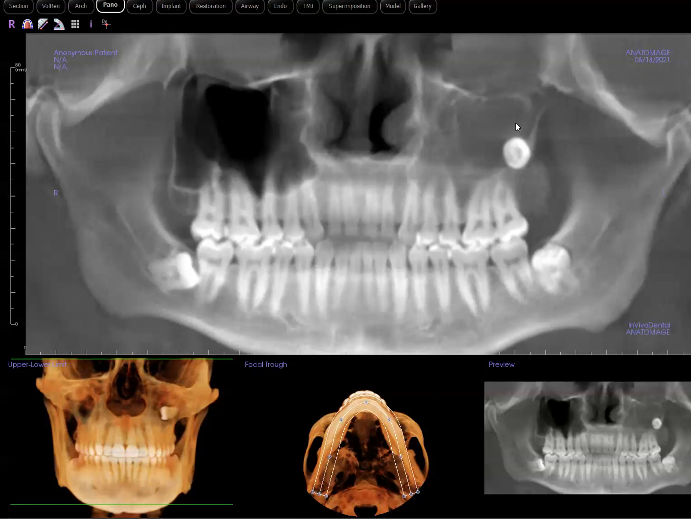But besides number 16, as best as we can see, we don't see significant displacement of number 14 or 15. I guess someone could make an argument that number 15 may have been displaced mesially, and perhaps that could be true. As far as root resorption, again, it's hard to say, but at least we don't see a severe root resorption.